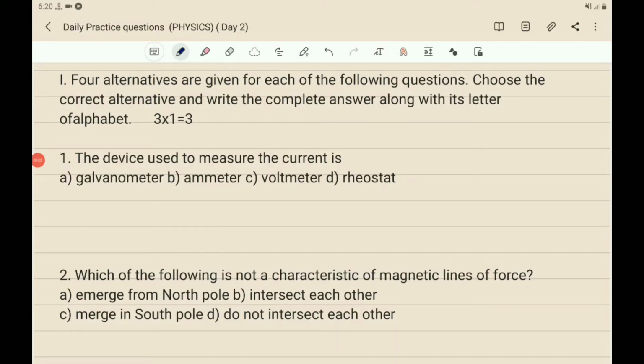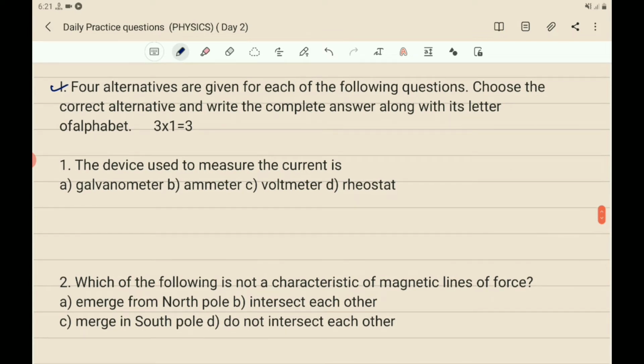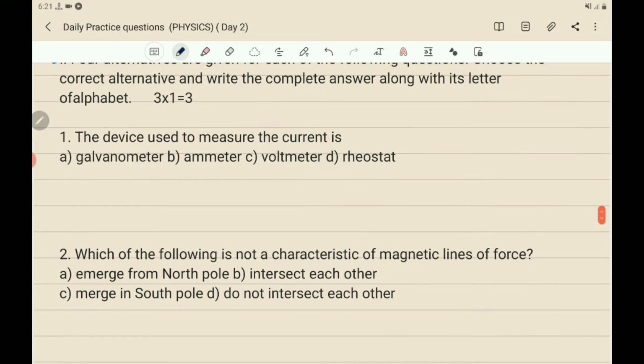Children, it is a daily practice questions of physics for day 2. Now take the first question. 4 alternatives are given for each of the following questions. Choose the correct alternative and write the complete answer along with its letter of alphabet. Here there are 3 questions. They are the multiple choice questions. Each carry 1 mark. So let us see the first question.